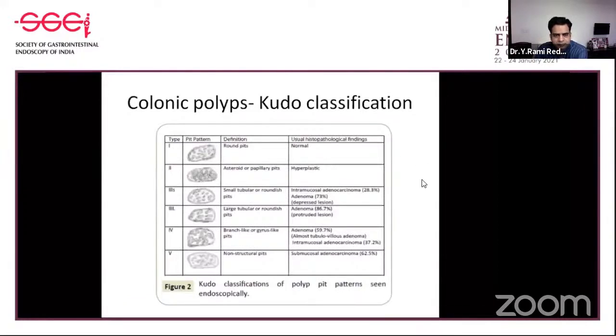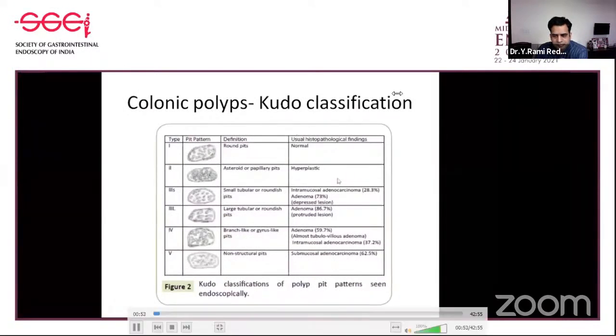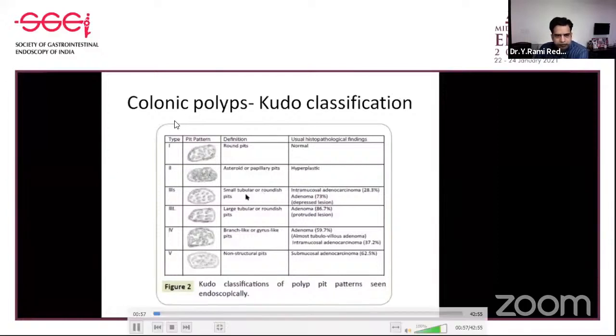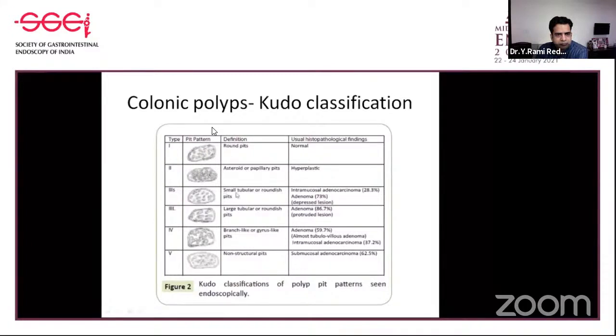We're going to first assess the polyp. Does it have a regular round pit pattern? Then it's probably just normal. Asteroid or papillary pits, this way, it's probably hyperplastic. These two you can safely do whatever you want. Here, these are small tubular or roundish pits. It could be an adenoma, but more likely when we see these kinds of elongated pits, or branch-like or gyrus-like pits, it's more likely to be an adenoma.